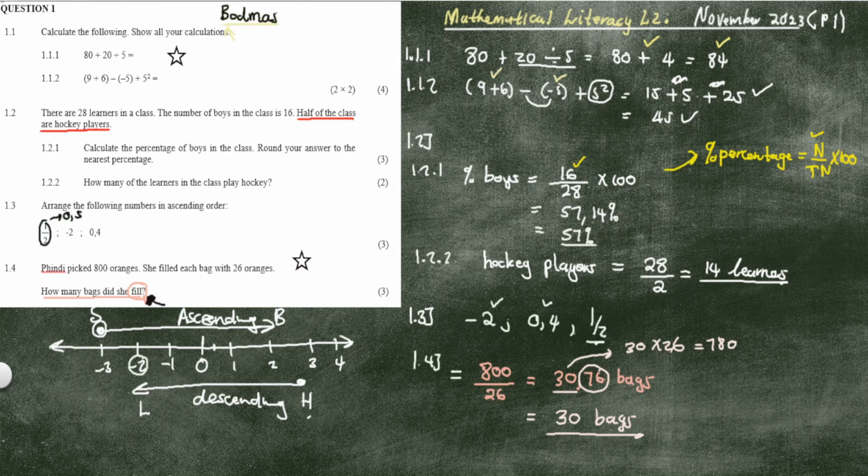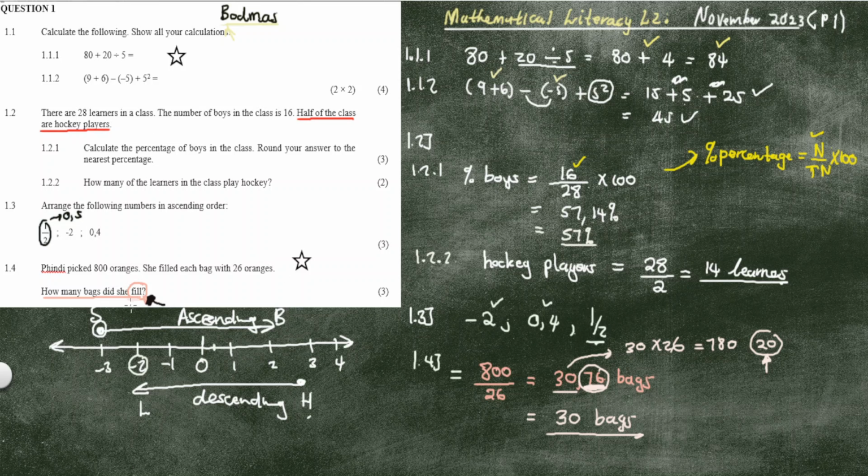Now taking the difference between the 800 and the 780, I'm getting 20. So it means that the last bag has 20 oranges, but a full bag should have 26, right? So we actually have a total of 31 bags, but the last bag is not filled with 26 oranges, right? Hence I'm saying the fill was supposed to be maybe bolded or something, just to put emphasis on the fill.